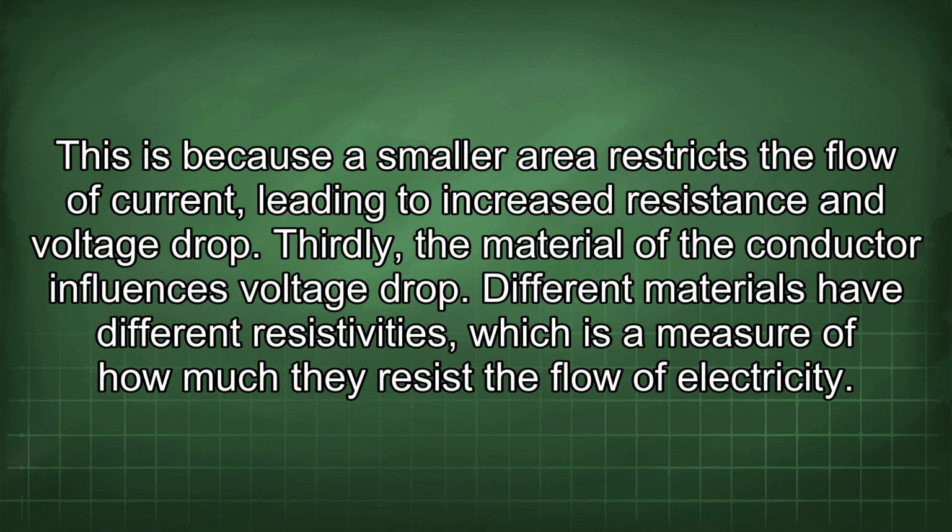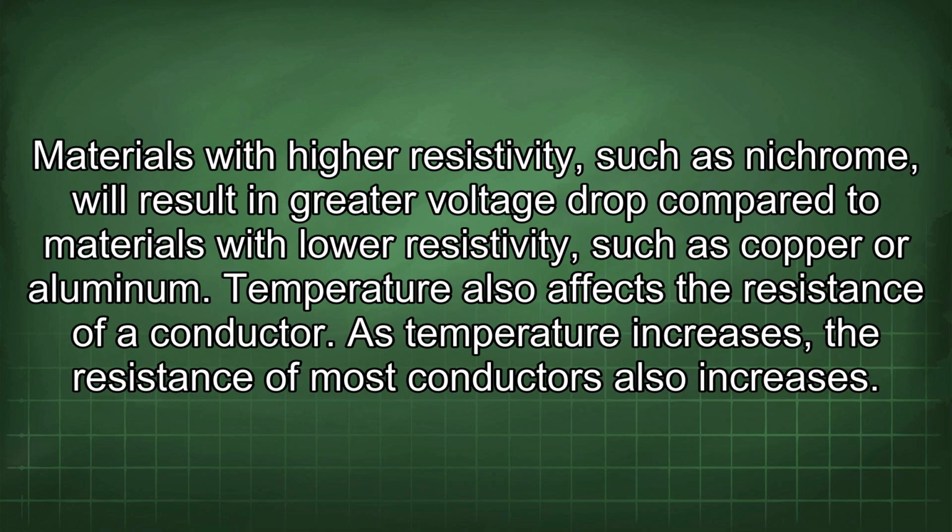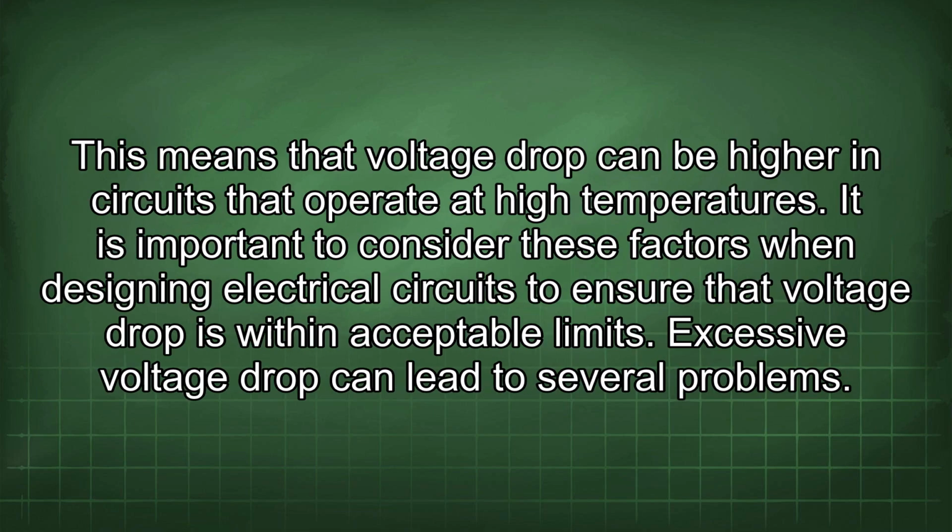Thirdly, the material of the conductor influences voltage drop. Different materials have different resistivities, which is a measure of how much they resist the flow of electricity. Materials with higher resistivity, such as nichrome, will result in greater voltage drop compared to materials with lower resistivity, such as copper or aluminum. Temperature also affects the resistance of a conductor. As temperature increases, the resistance of most conductors also increases. This means that voltage drop can be higher in circuits that operate at high temperatures. It is important to consider these factors when designing electrical circuits to ensure that voltage drop is within acceptable limits.